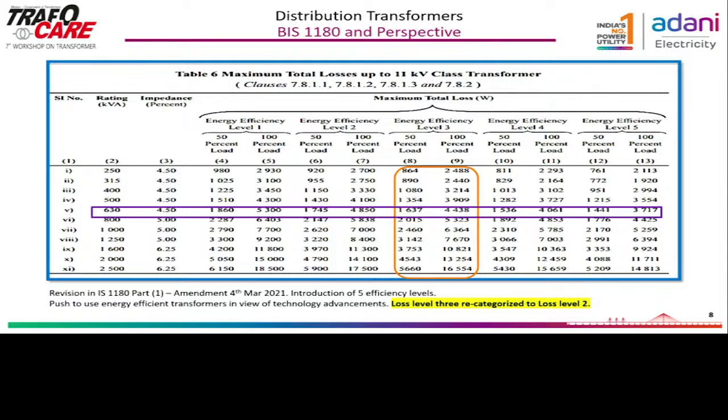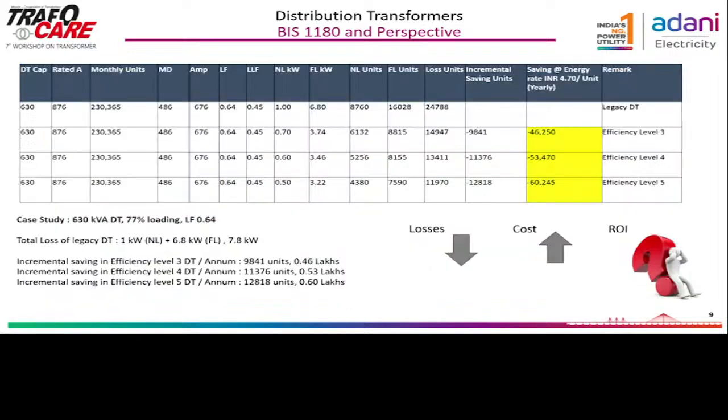So this is BIS 1180. This is, I believe, table 6, wherein loss levels have been specified for transformers up to 2,500 kVA. The energy efficiency levels are level 1 to level 5. I have highlighted the transformer capacity 630 kVA, which you can see in that violet color line. I would be presenting data in the next slide. In this latest revision, loss level 3 has been recategorized as loss level 2, and accordingly a new loss level 5 has been added. Since there's technology advancement in materials as well as on different fronts, we can see this transition happening.